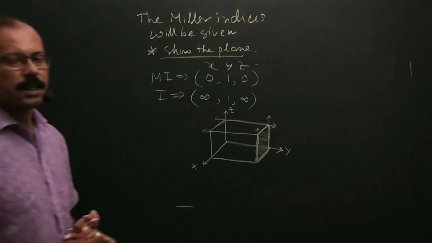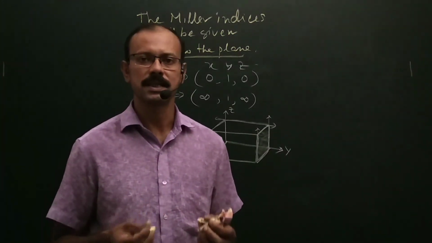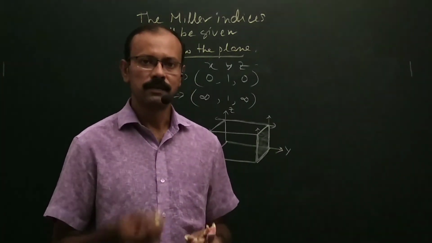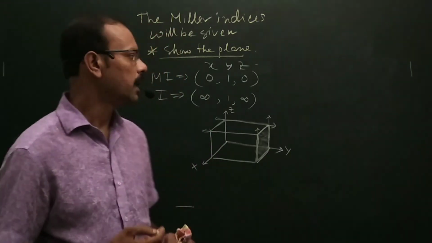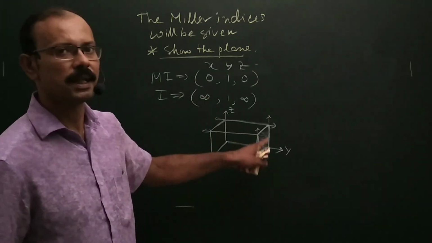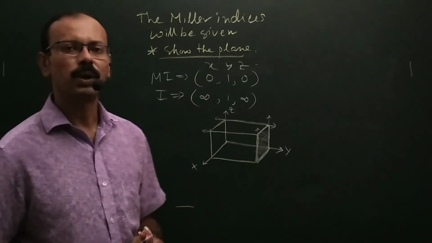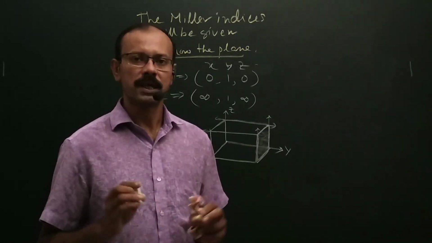I think it is clear to you how to draw a plane when Miller indices is given, and the reverse one which I have discussed previously in this session, that how to find out the Miller indices of a plane when it is given or shown. So in the next class I will be discussing about the Bragg's principle.